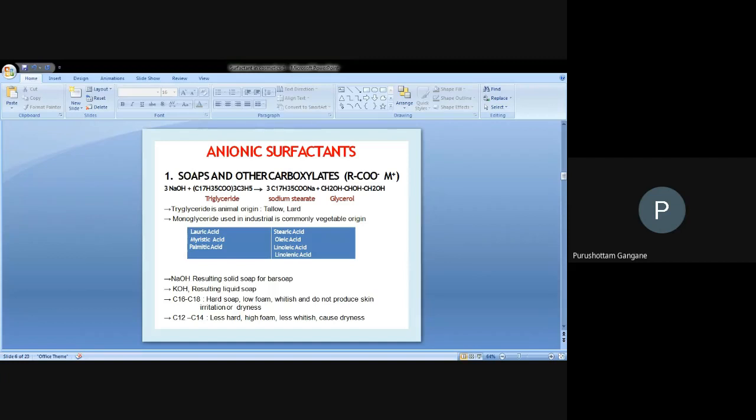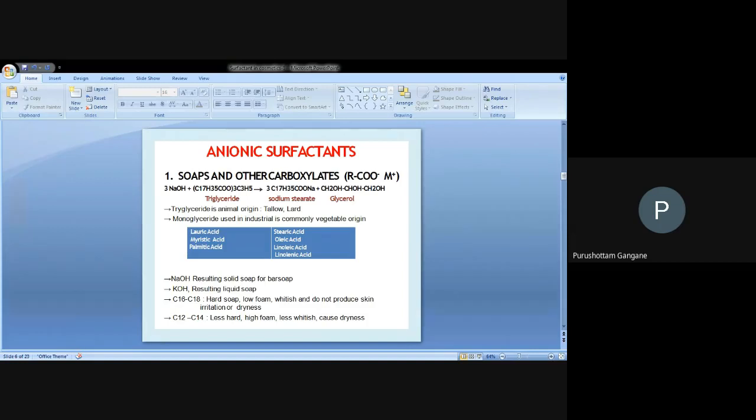Most of the triglycerides are used for the formulation of soaps. The source of these triglycerides is tallow or lard. What is tallow? Tallow is the beef fat, or fat obtained from beef, and lard is a type of fat obtained from pork. Okay, animal source is there. These triglycerides are from animal origin. Beef से मिलता है tallow and lard from the pork skin.